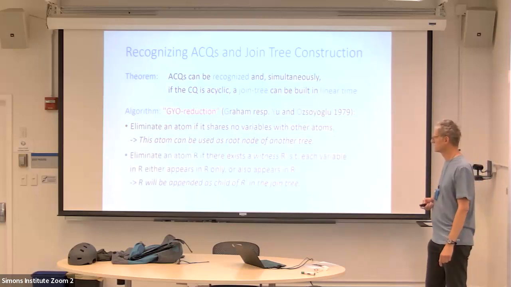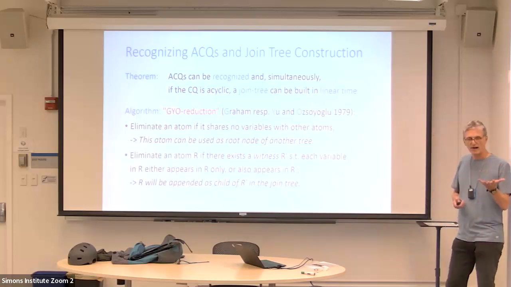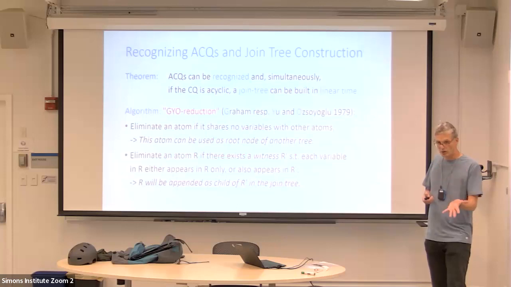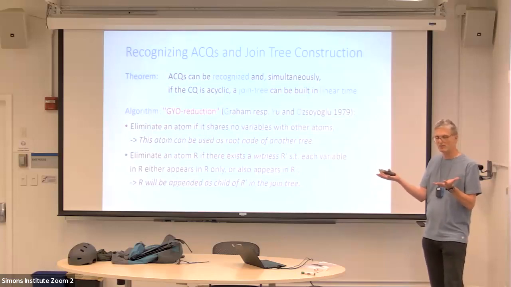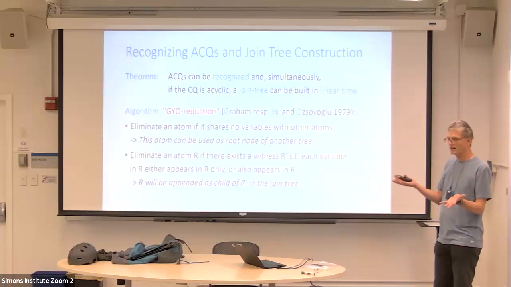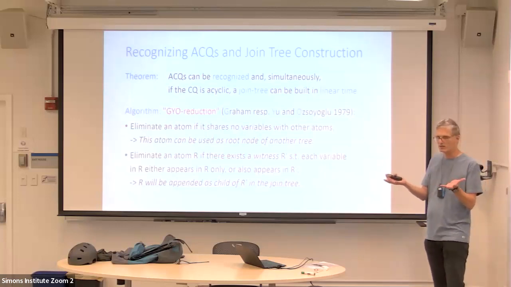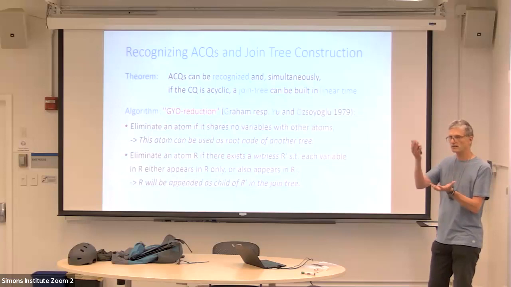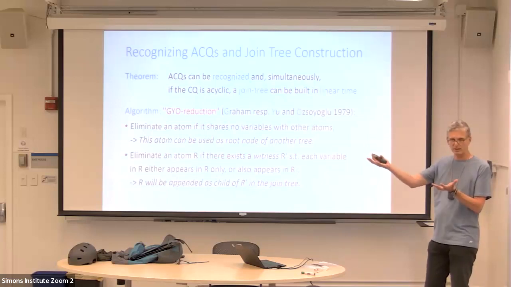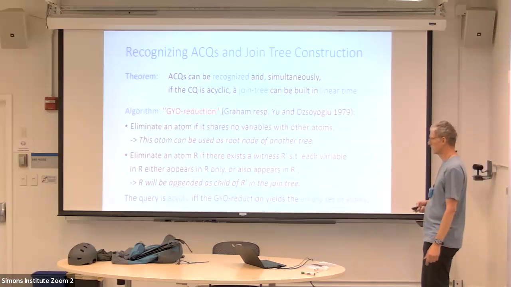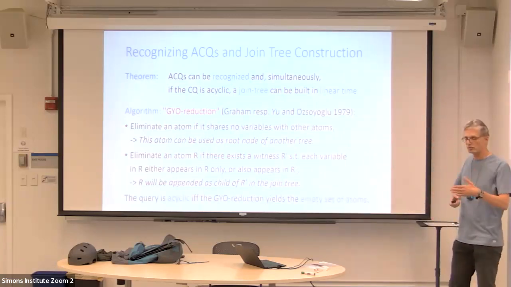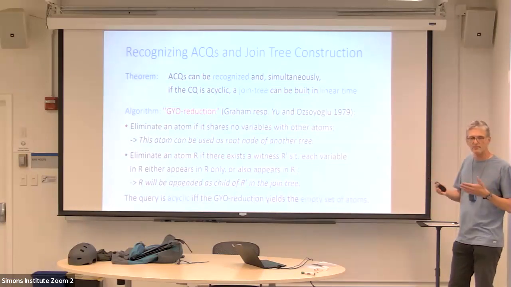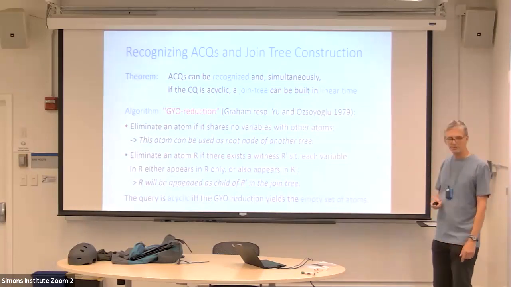More interestingly is the second rule: if an atom R has variables which either only occur in R or which are all covered by yet another atom R prime, in this case we call R prime a witness for this situation. Then we can delete R in our reduction algorithm, and ultimately we will append R as a child to the node labeled with R prime in the join tree. And a query is acyclic if this reduction, which can be applied with don't-care non-determinism, yields the empty set of atoms.